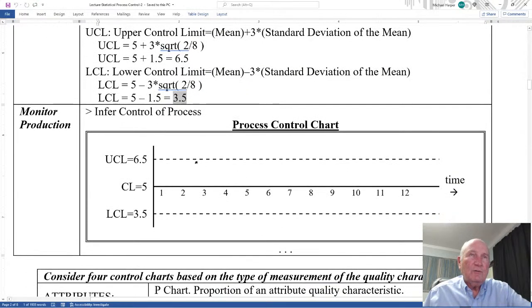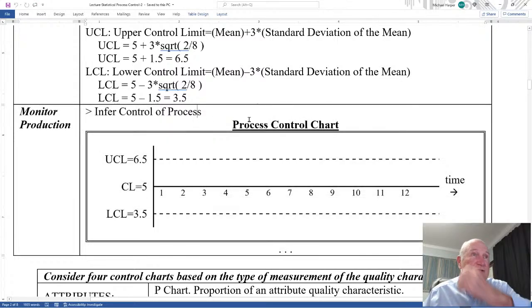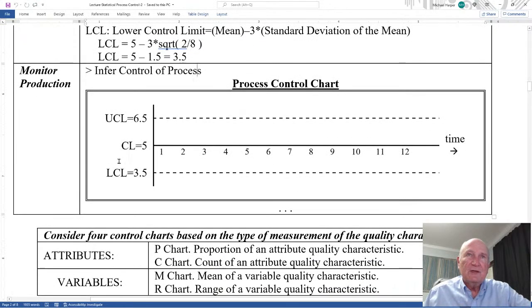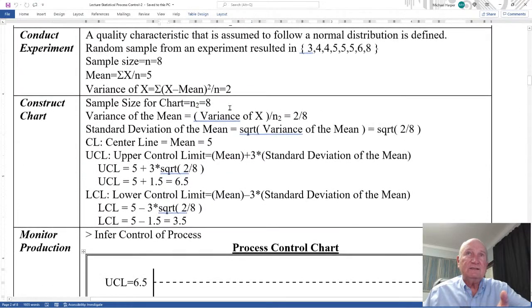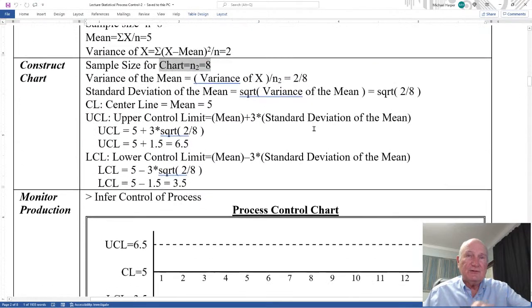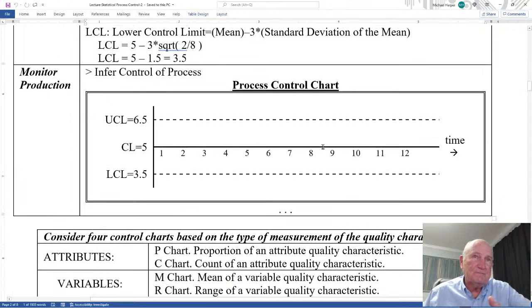Now we monitor the production, and we monitor production to infer the control of the process. So here's a lower control limit of 3.5, a center line of 5, and the upper control limit of 6.5. And these points right here represent our production samples of size 8 for the chart. Sample size 8. We take the mean and we plot it. So this is a simple process control chart of the mean.